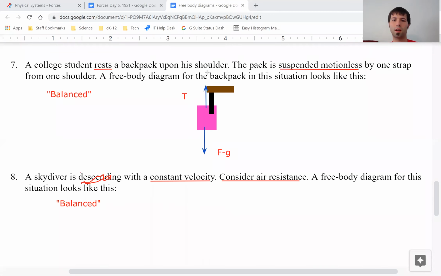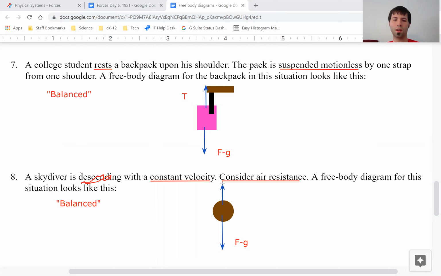So let me draw my skydiver. It's going to look just like our squirrel because really we've done this already. I'm going to draw two forces here: a force of gravity, again, in every single diagram, and then the upward force of air resistance.